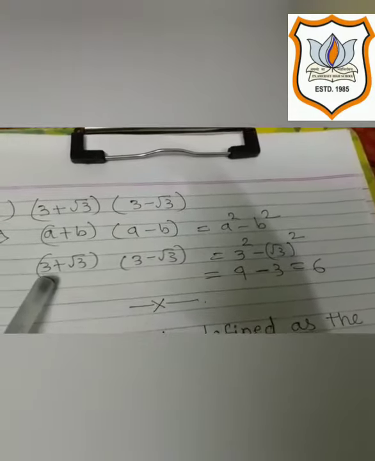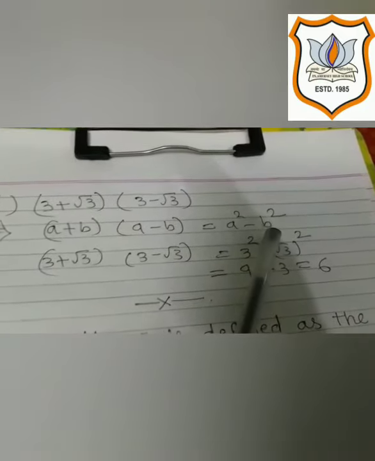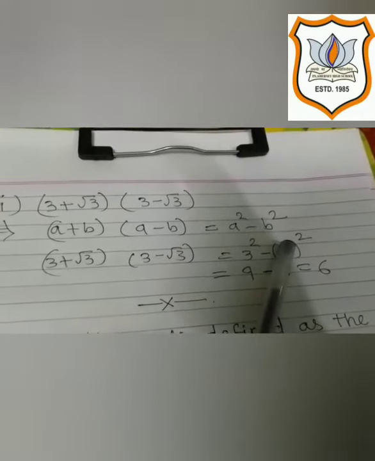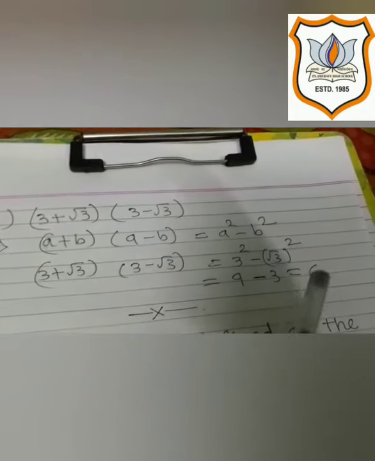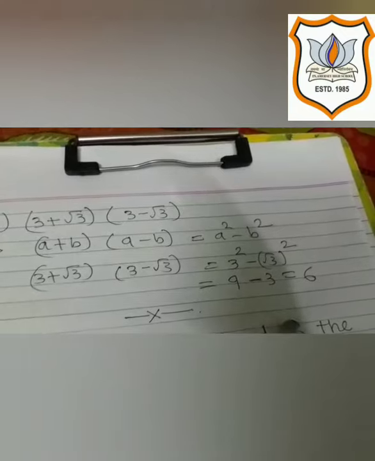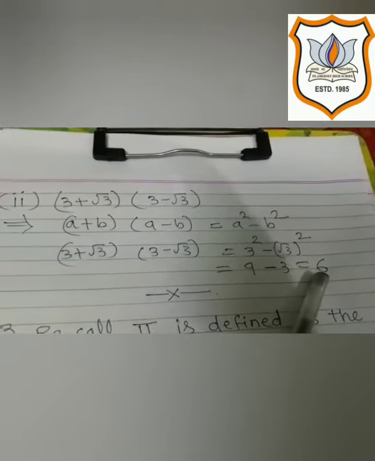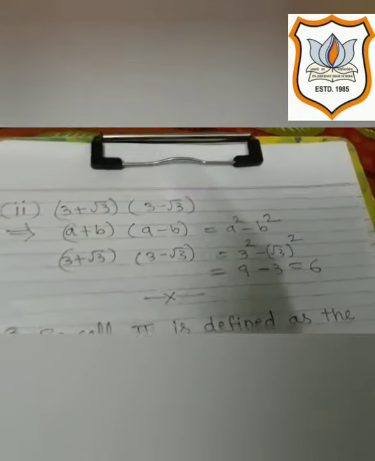Hence we can write 3 plus root 3, 3 minus root 3 will be equal to A square minus B square, or 3 square minus root 3 square, where 3 square is 9 and root 3 square is only 3. Root 3 into root 3 will be equal to 3 only. And the answer will be 9 minus 3, which is equal to 6. Now question number 2, parts 3 and 4 are homework for you.